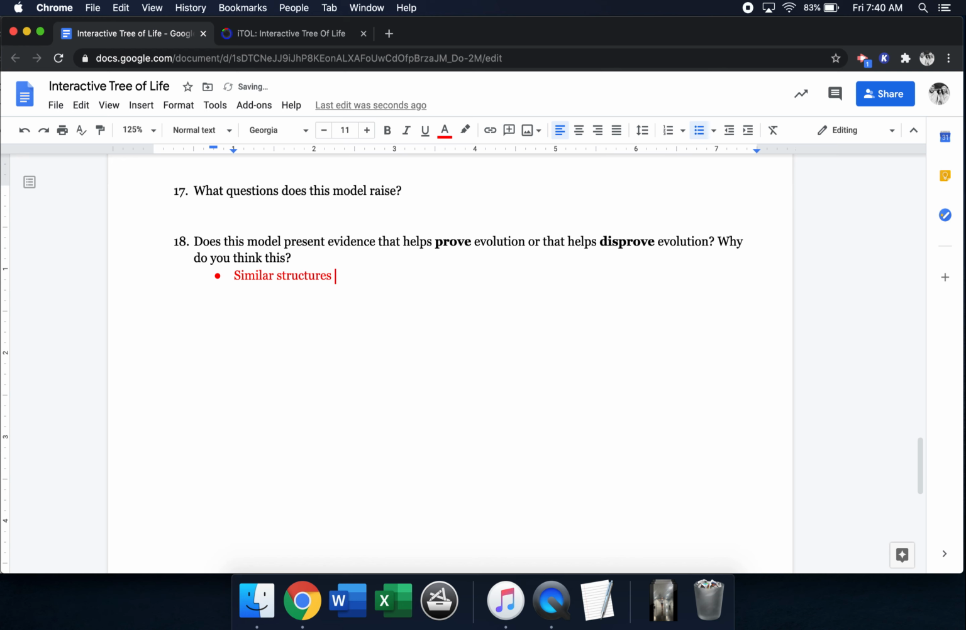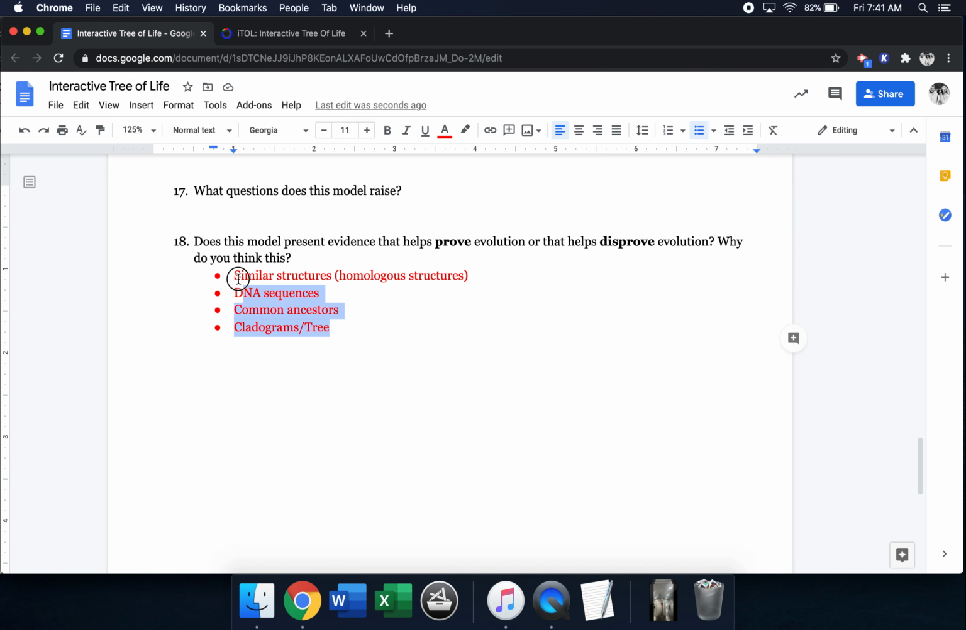So we've been talking about similar structures between organisms. We've talked about DNA sequences being similar. We've talked about common ancestors. We have talked about, I guess, morphology kind of goes into similar structures. We've talked about embryology, but this model didn't necessarily show us that. So think about the different things that we've been talking about. We've been talking about cladograms, kind of a tree that represents how traits are related and how similar organisms are.